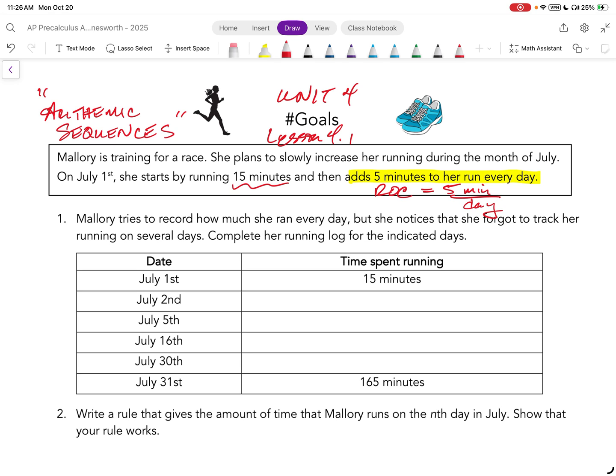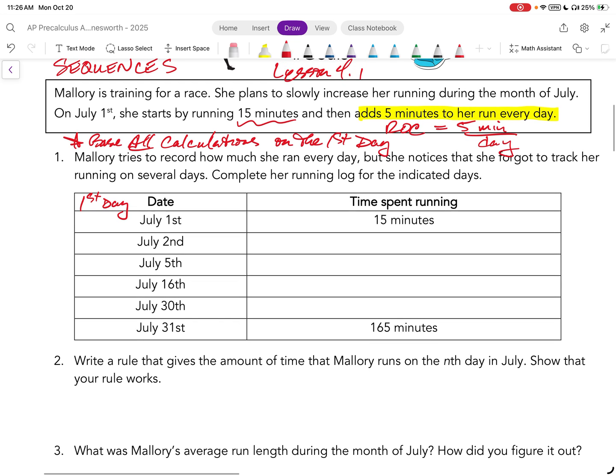To do that, we need to base everything upon the first day, which is July 1st. Before we get started, write down in red: base all calculations on the first day. You'll see why in a minute. Just make that a note, which is, in this case, July 1st, the first day. Everything is based upon this. There are different ways of doing this, but I'm trying to get to the bigger picture, and in order to get the bigger picture, you have to look at patterns. To do that, we want to base everything on the first day, July 1st.